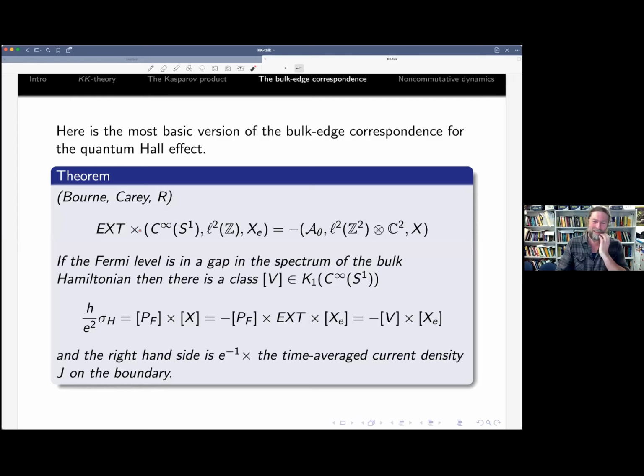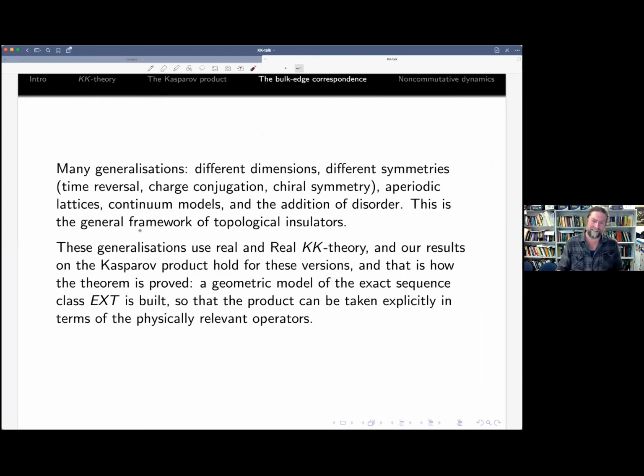Alrighty. Okay, so there is a lot you can do here. So Kitaev gave us a whole periodic table of these things. So different dimensions, different combinations of symmetries. People have since worked with aperiodic lattices, so Chris Bourne and Graham Meslin. There's continuum models. So I used a lattice model, but you can do a continuum model. Chris Bourne and I looked at that. And of course, you have to add disorder. So there's a lot more bells and whistles you can add to this.